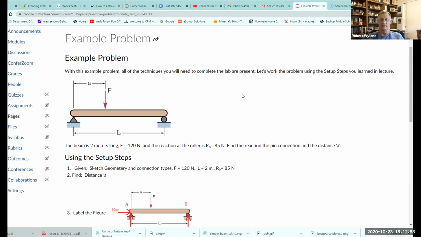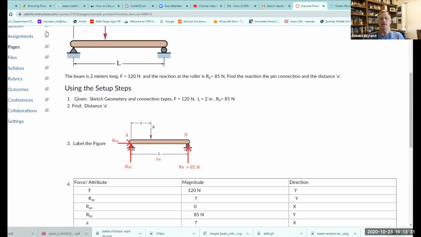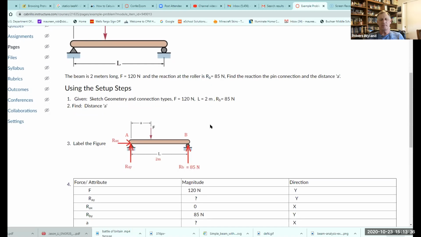we should be able to solve this problem quite easily. So I'm going to do this problem, and what it says is the beam is 2 meters long, so we have L, which is 2 meters. We have a force of 120 newtons, and we know the reaction on the right-hand side is 85 newtons. We don't know what distance A is, and we don't know what the reaction at the pin is. If we use these steps, the first thing it asks is, what are you given? Well, we're given the sketch geometry. We have that all up there. And then we've been given some information that's written right here, and we repeat all of that.